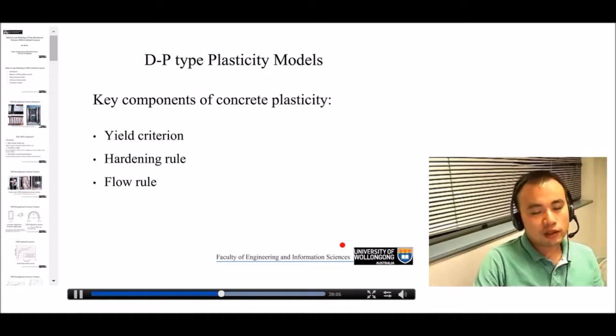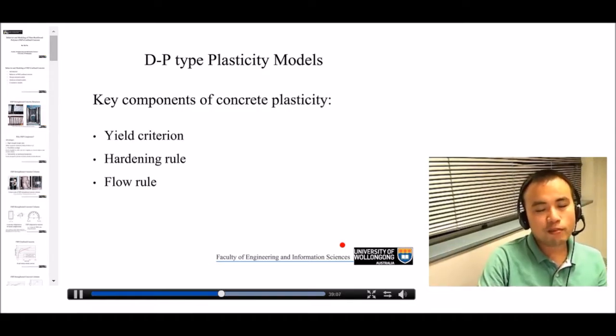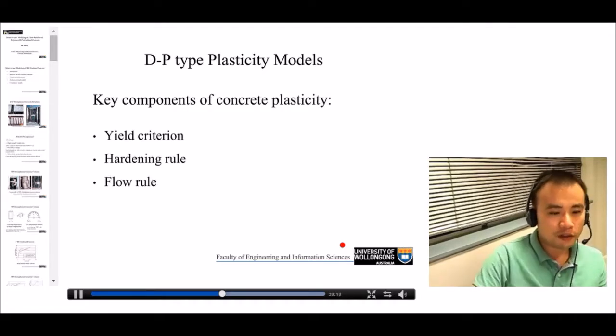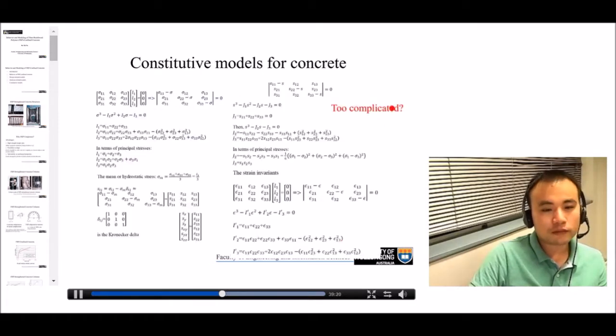So, for concrete plasticity models, if you look at the key components, basically there are three. First one is the yield criterion. Second one is the hardening rule or softening rule. And third one is the flow rule. Let's look at them one by one.